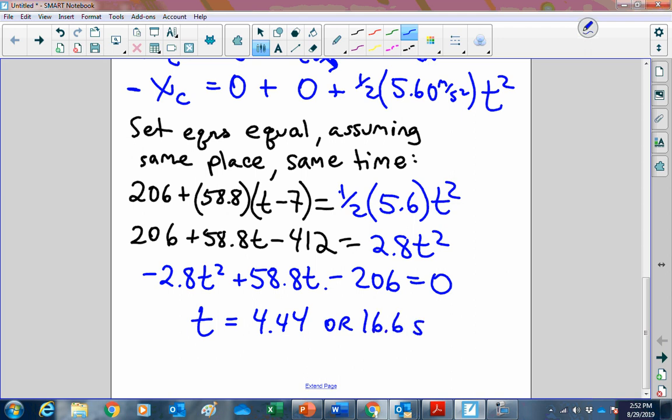And I already solved for the time that it took the motorcycle to get up to its maximum speed, and that was 7 seconds, remember? So I know that the 4.44, there's no way the car is catching up in that amount of time. So this is the answer I'm going with. That is when the car will catch up with the motorcycle. Okay?